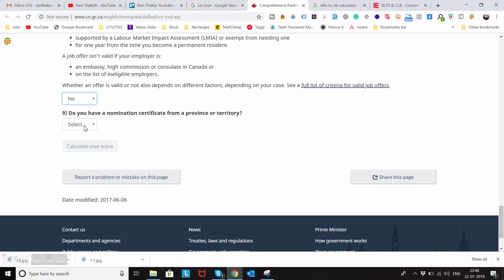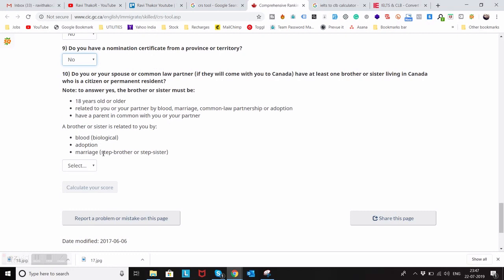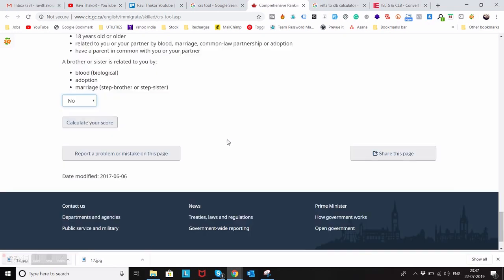The next question is, do you have a nomination certificate from a province or territory? Here they are asking if I have any PNP, that is, if I qualified for any provincial nominee program. I didn't qualify for any and I didn't even apply for any, so I'll select no here. The next question is, if your spouse or common law partner will come with you to Canada, do you have at least one brother or sister living in Canada who is a citizen or permanent resident? I don't have any brother or sister who is a permanent resident or citizen of Canada, so I'll select no for this. And at last, let's calculate my score.